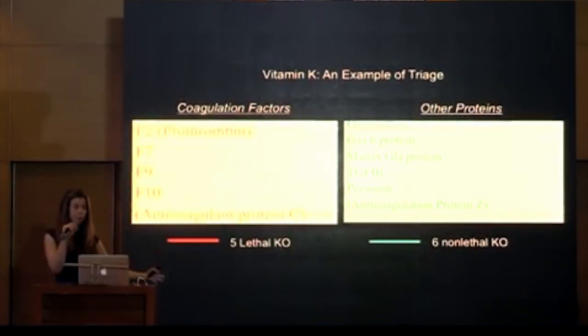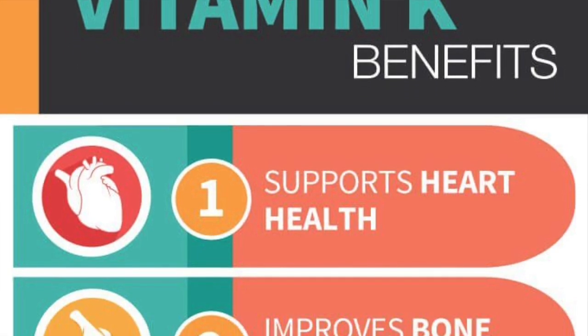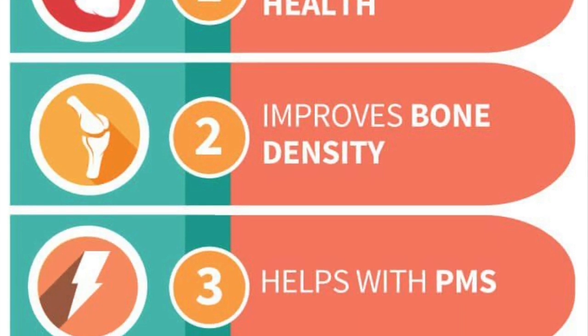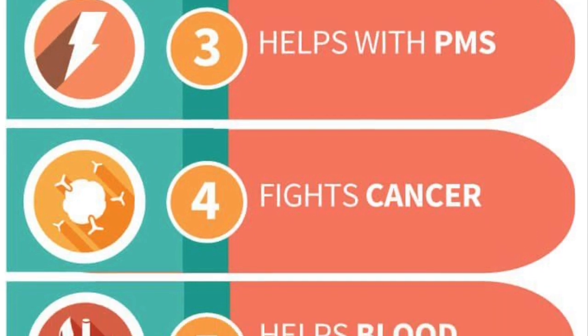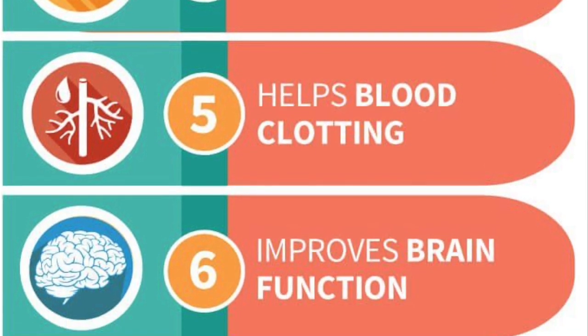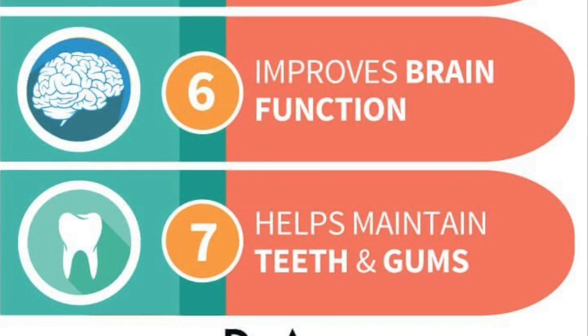that show up if you knock out these genes or proteins that are important for removing calcium and bringing it to other parts of the body. So I really think that's nice evidence that there is a triage effect that occurs if you are deficient in a certain vitamin, in this case vitamin K1.